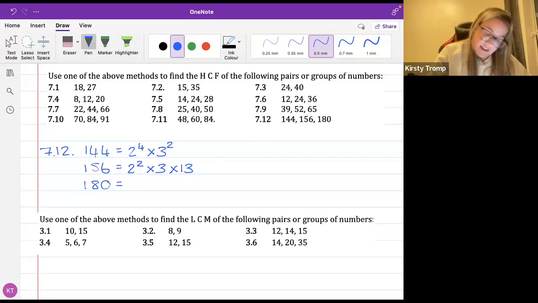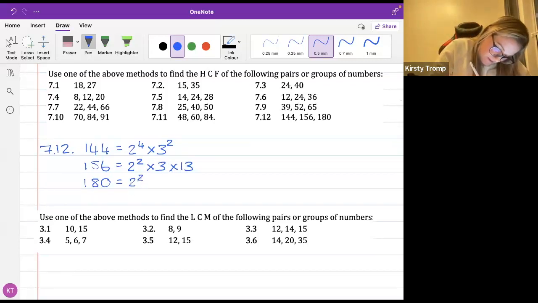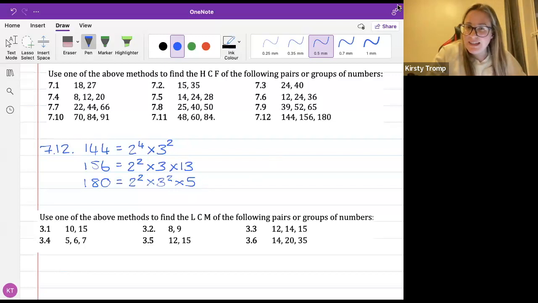And the next person who had their hand up was Tato. Tato, do you want to help me with 180? Yes, ma'am. It is 2 squared times 3 squared times 5. Thank you so much, Tato. Did you also use your calculator? Yes, ma'am. Awesome. Thank you so much, Tato. All right, guys. So that was how I got my factors. We use the calculator. It helps us out a lot.